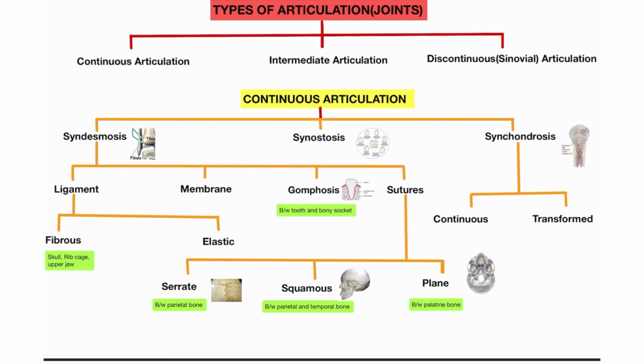Synchondrosis is divided into two parts. Synchondrosis is a cartilaginous type of joint. It is present like in the case of the epiphyseal plate, so this joint is present in the cartilaginous part in our body, like the epiphysis. It may be continuously present or transform, or may be discontinuous. So there are two types of synchondrosis: continuous and transform.